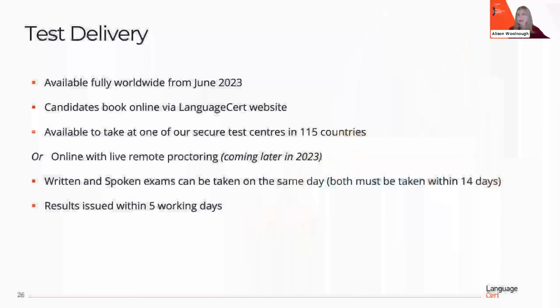A little bit about test delivery. LanguageCert Academic will be going live, fully available, from next month. Students can book for the test via our website. The test will be available to take at one of our secure test centres, which is our centre network that we use to deliver our UKVI SELT exams. These centres are based in over 115 countries around the world.